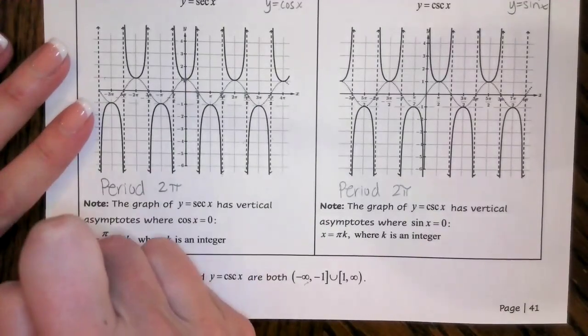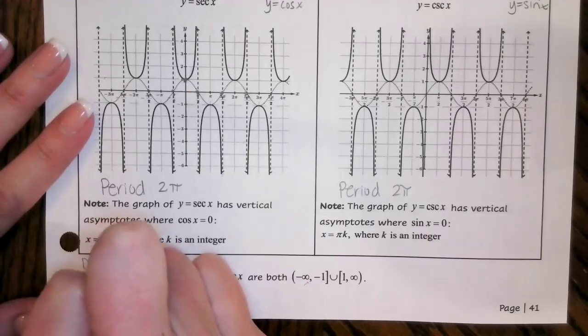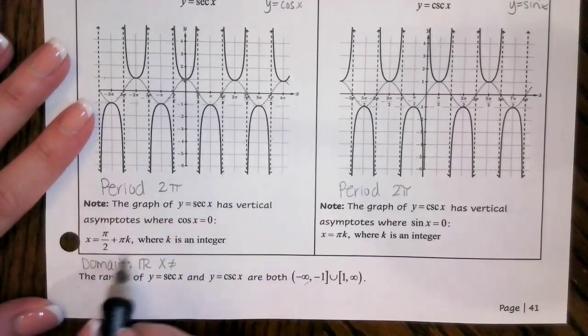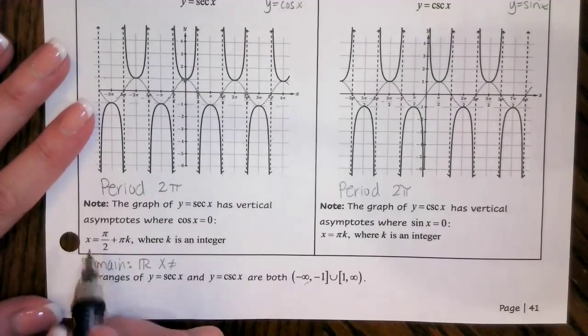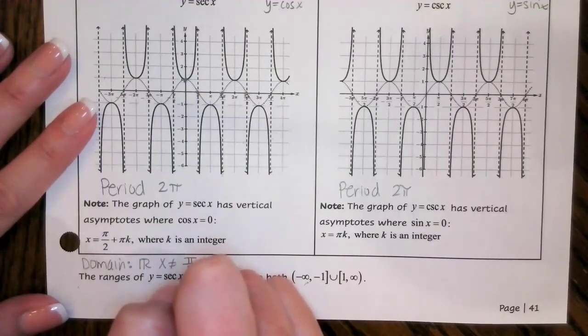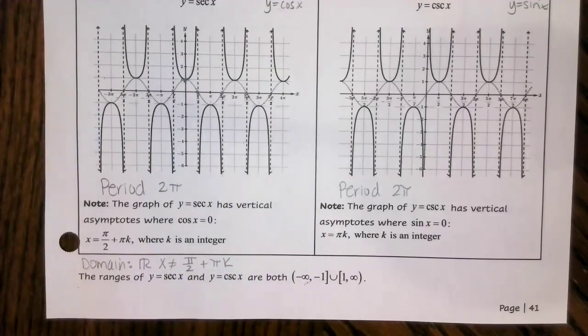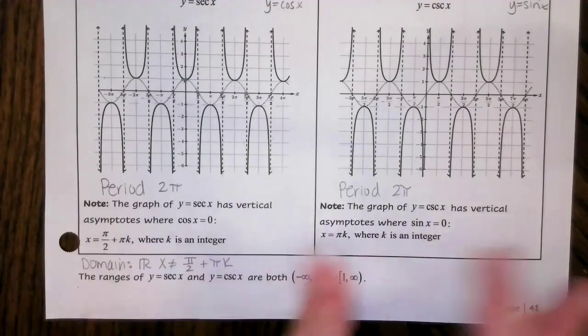If we wanted to write the domain for this one here, we would say all real numbers except these vertical asymptotes. We're jumping over those points, so we would say pi over 2 plus pi k. And so that would give me every single number except for those vertical asymptotes that we are jumping over.